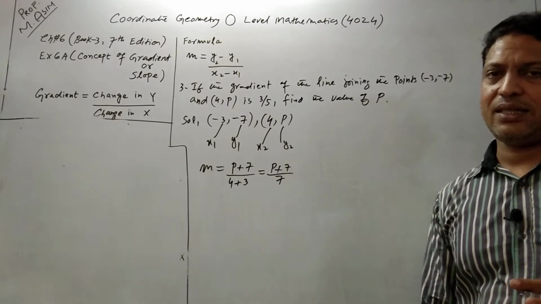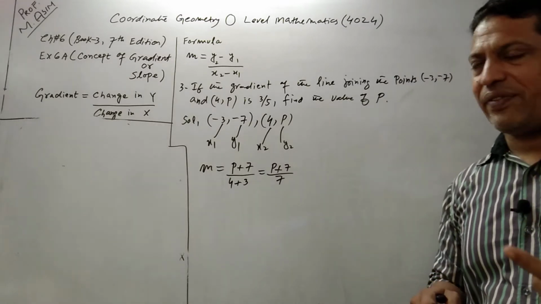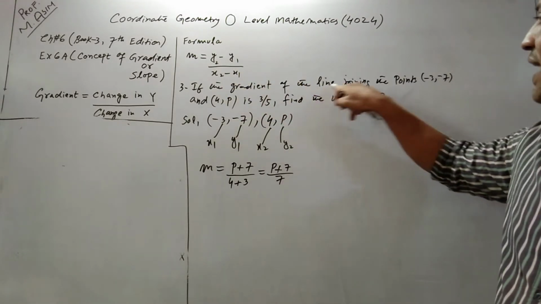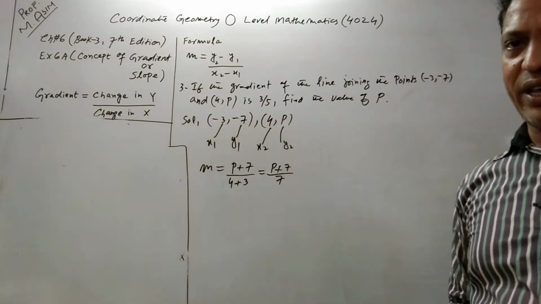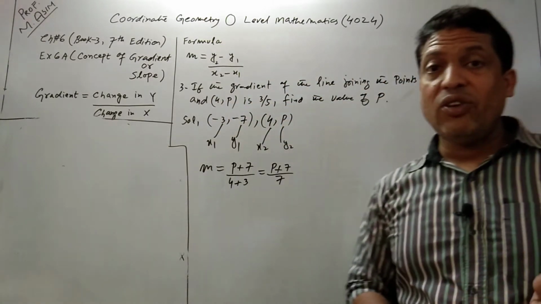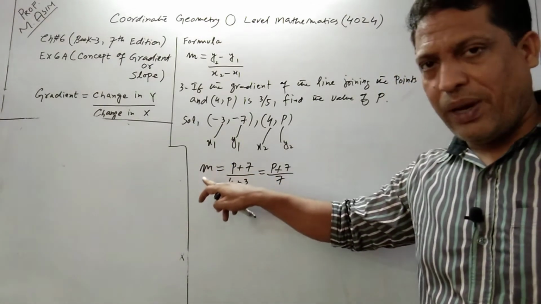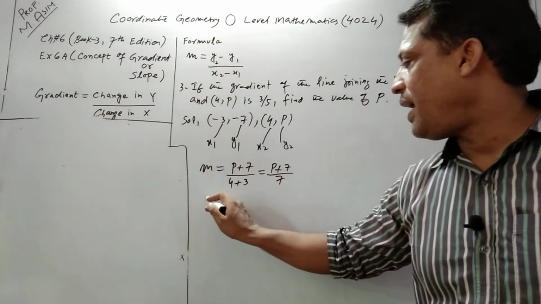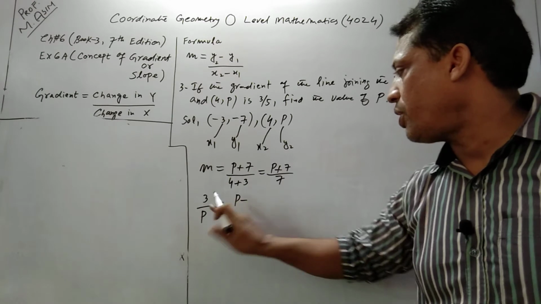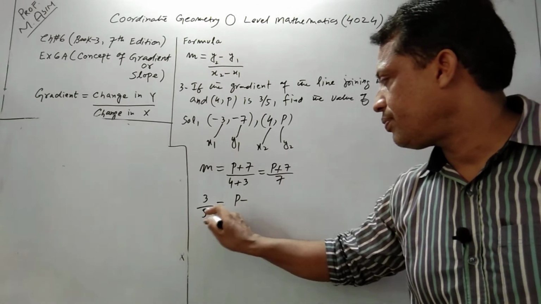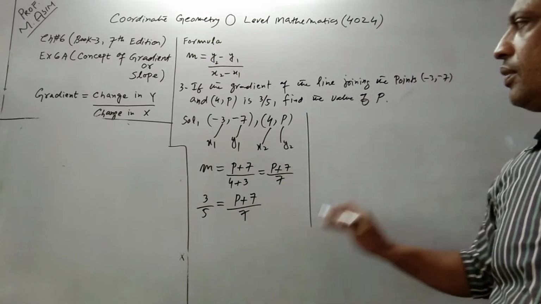But in this case, the value of the gradient is given. If the gradient of the line joining the points minus 3, minus 7 and 4, p is 3 upon 5. So in this question, the value of the gradient is 3 upon 5. Therefore, we have to replace this m by 3 upon 5, p plus 7 upon 7.